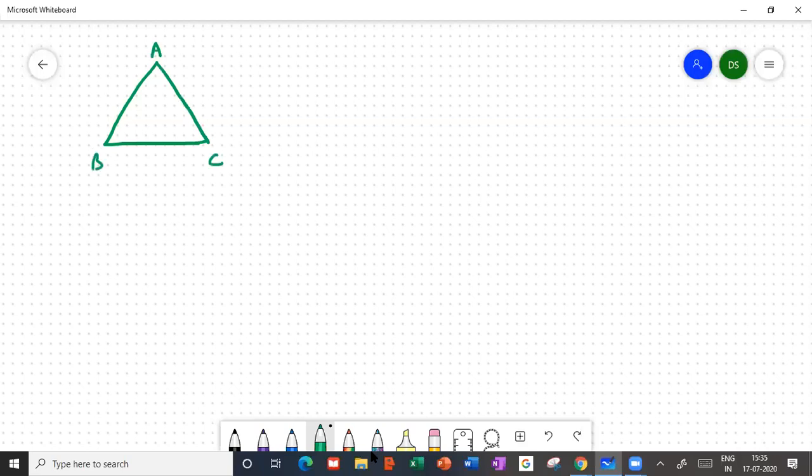Right. So the theorem says that if you produce a side of the triangle, let's say I'm producing side BC. Producing is nothing but extending.